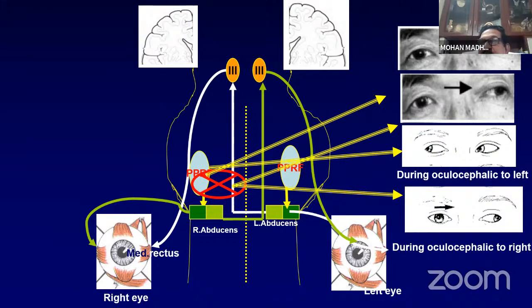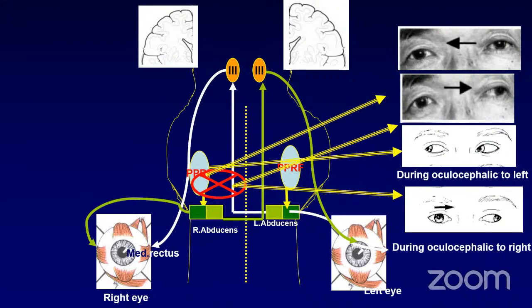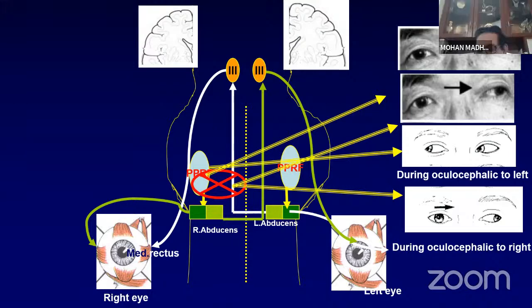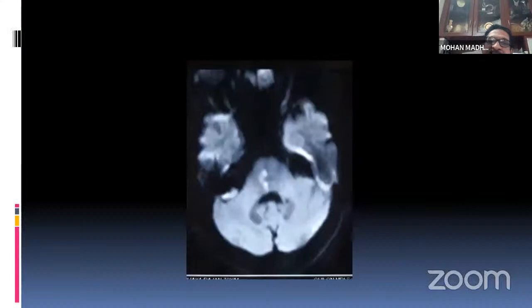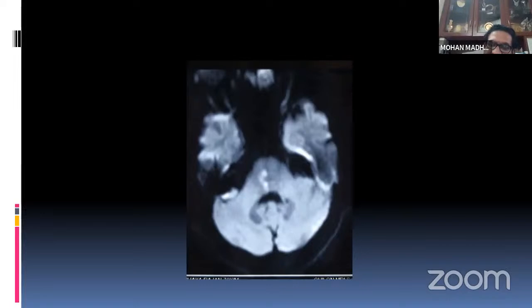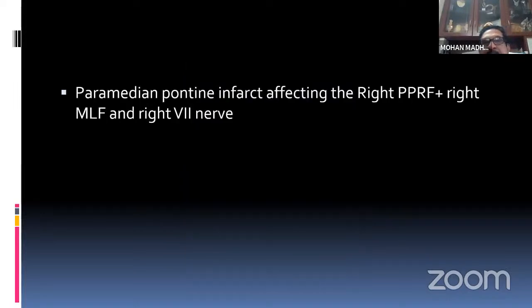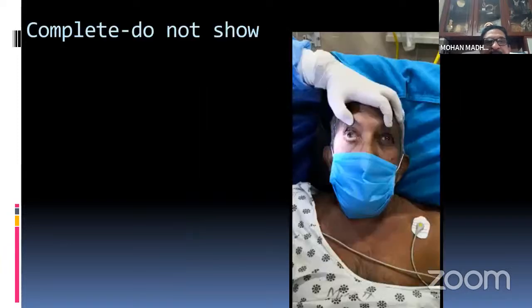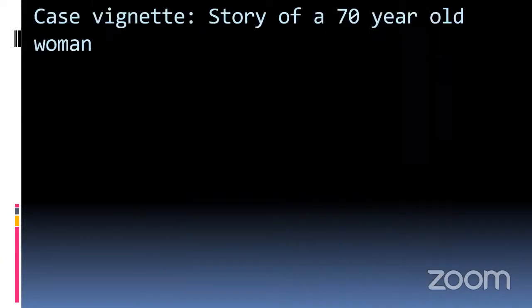The right eye will not adduct even in oculocephalic testing, because the pathway for the oculocephalic response, after reaching the abducens nucleus, has to go through the MLF. So that eye will not adduct. So you can't differentiate a medial rectus lesion from an MLF lesion by oculocephalic testing, but you can differentiate nuclear complex from PPRF by oculocephalic testing. This is the path showing the pathway implicating the seventh nucleus. Right PPRF, MLF, right seventh. Now, shall we go to the next case?